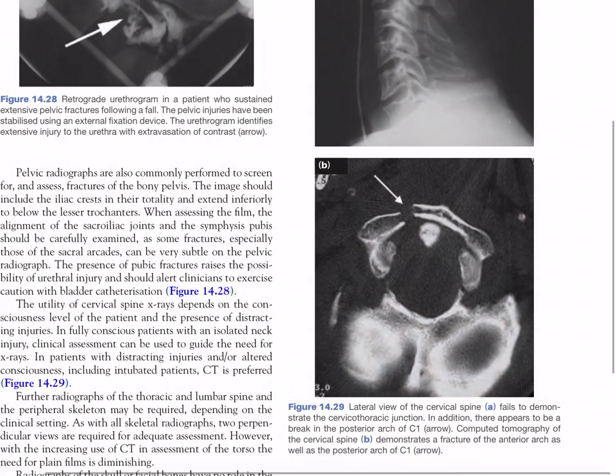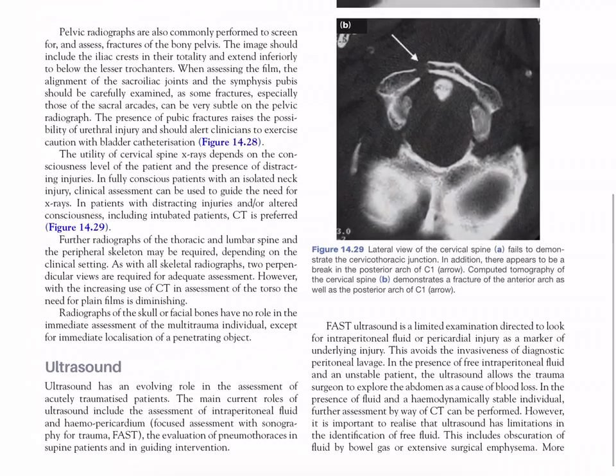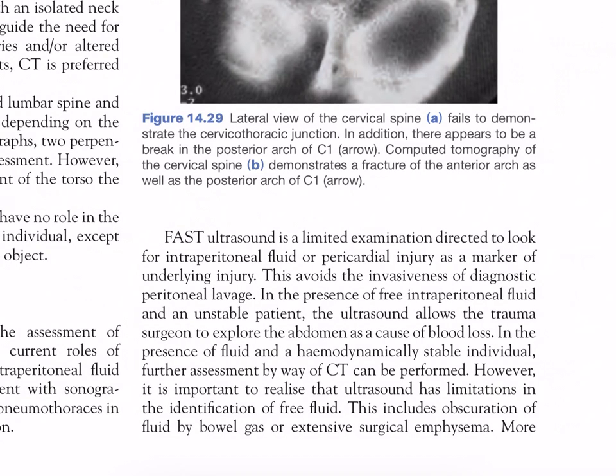The image B demonstrates the fracture of the anterior arch as well as the posterior arch of C1. FAST ultrasound is a limited examination directed to look for intraperitoneal fluid or pericardial injury as a marker of underlying injury. This avoids the invasiveness of diagnostic peritoneal lavage.